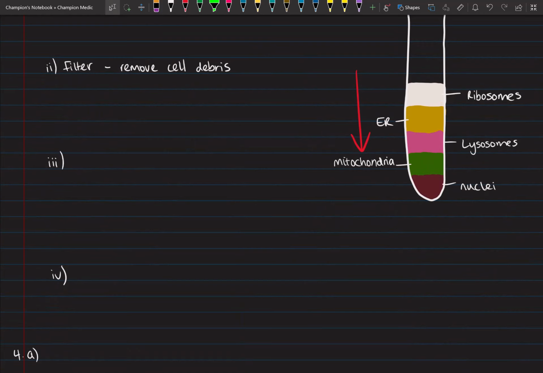After that, why did they keep the suspension ice cold? That's to prevent enzyme activity or enzyme reactions taking place. If they didn't put it in ice cold conditions, the enzymes would digest all of the organelles that they're trying to extract. So this prevents that.